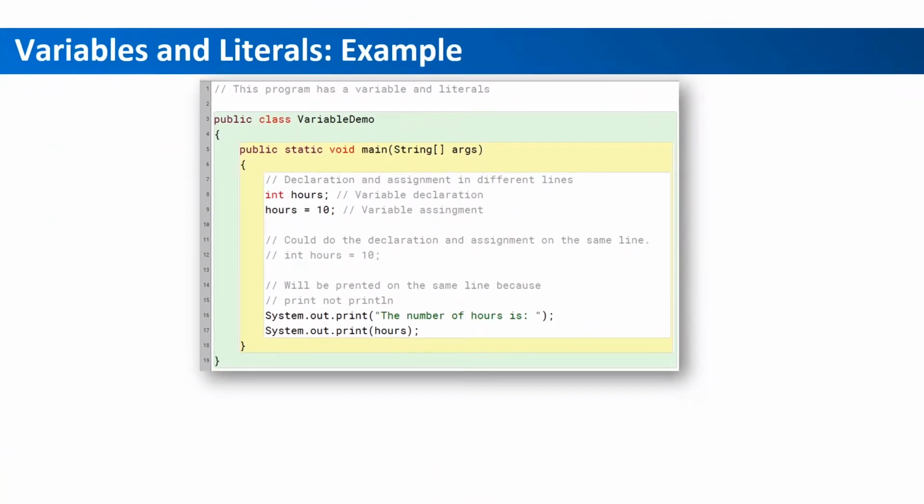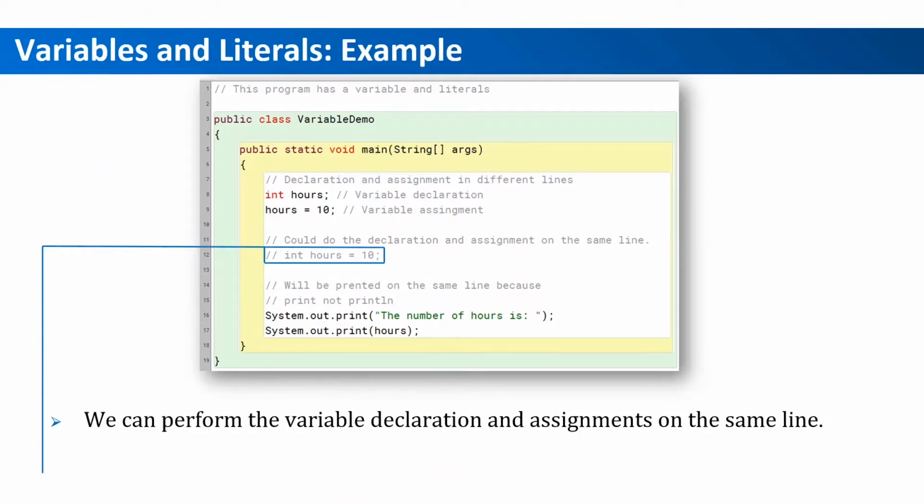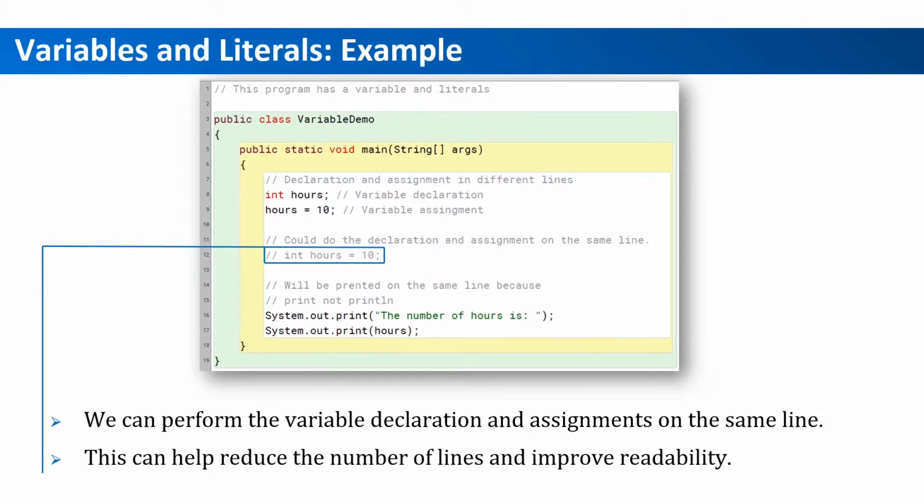Instead of writing the variable declaration and the assignment in 2 separate statements, we can actually write them as a single statement as in line 12. This can help reduce the number of lines of code and improve the readability of your code.